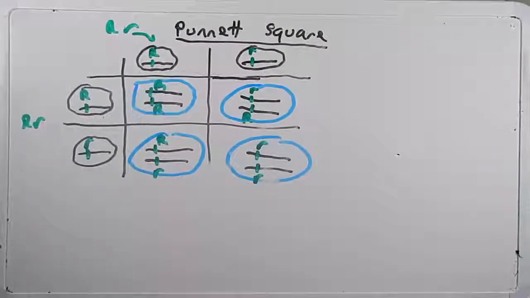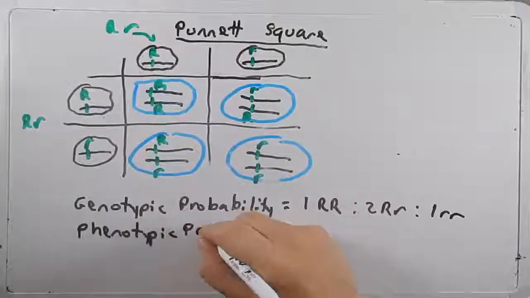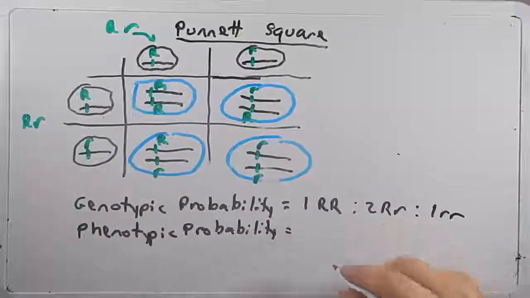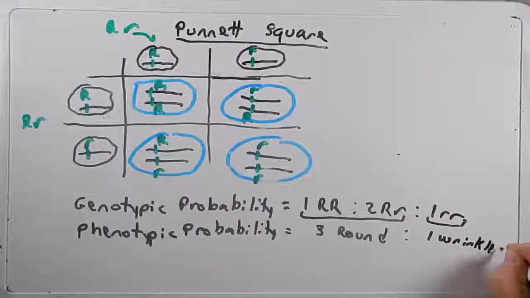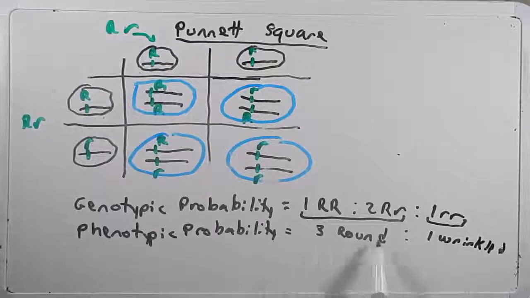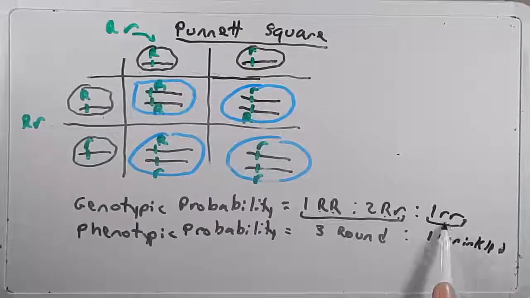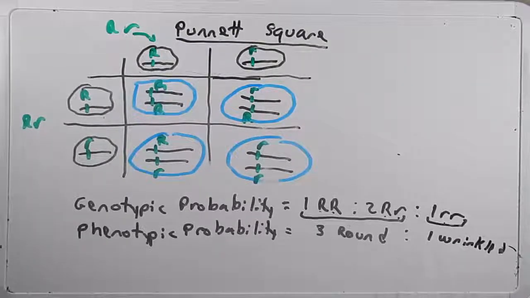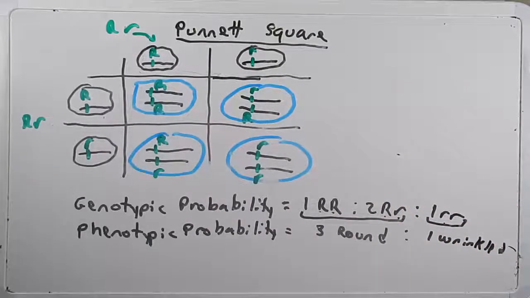So let's look at how we would write these probabilities out. The phenotypic probability would be 3 round to 1 wrinkled pea seed shape. 3 round because big R big R and big R little r would have the phenotype of a round pea seed, and little r little r would have the phenotype of a wrinkled pea seed. We will use these Punnett squares, or you can use these Punnett squares as you work on various problems.